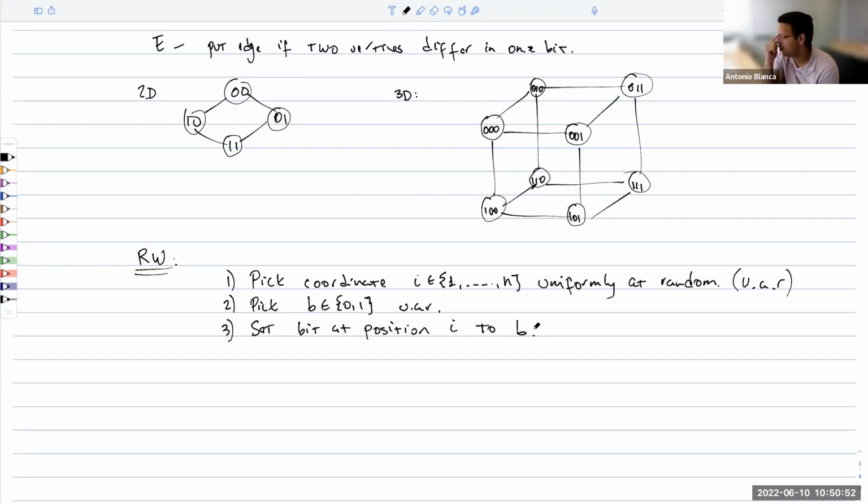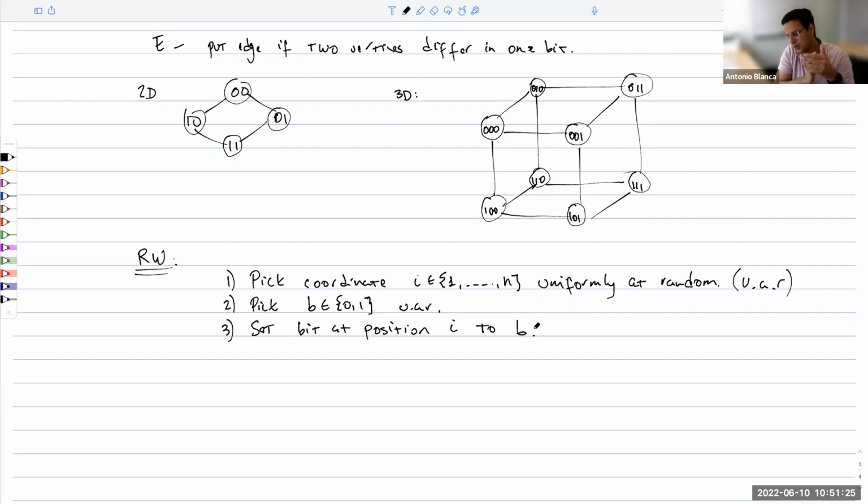So notice how this chain is lazy, right? Because when you pick a random coordinate, there is probability 1/2 that you pick the same bit that was there before. If it was a 0, there's probability 1/2 that you set a 0, which means that you don't move, right? So with probability 1/2, this chain doesn't move, and with probability 1/2, it picks a random neighbor. When that happens, we say that the chain is lazy. Theoretically, it's easier to consider these lazy chains because they're already aperiodic and so on. They're nicer to work with, and it doesn't really change the behavior.